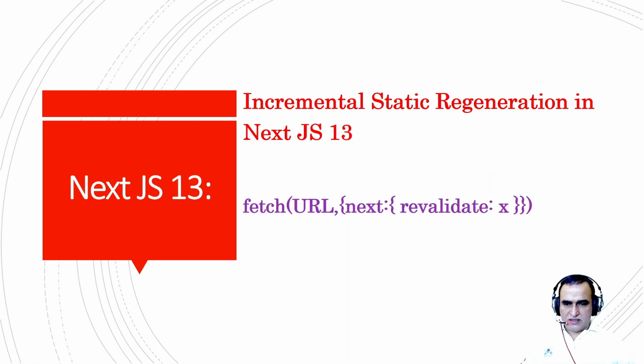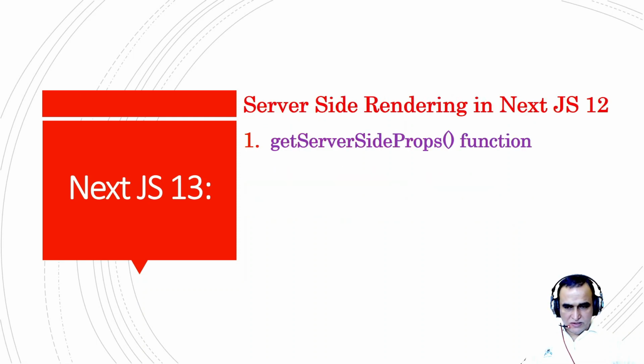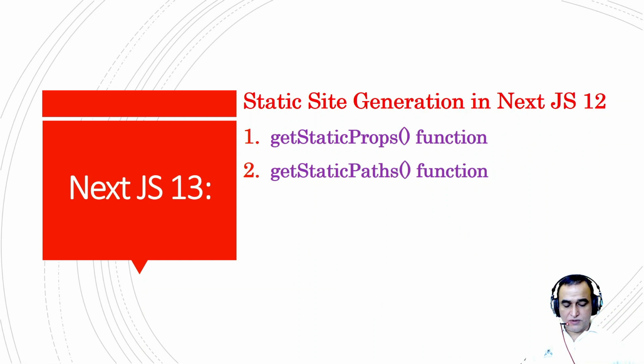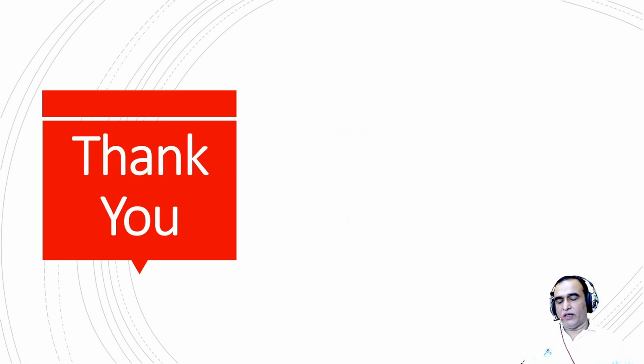Now for incremental static regeneration in Next.js 13, we use the fetch function again with other parameters: next revalidate. Revalidate was also used with getServerSideProps or getStaticProps in Next.js 12, but in Next.js 13 we are not using these functions. We are using only the fetch function and the revalidate concept. With the next configuration property we can do incremental static regeneration in Next.js 13. Thank you, that's all in this video.